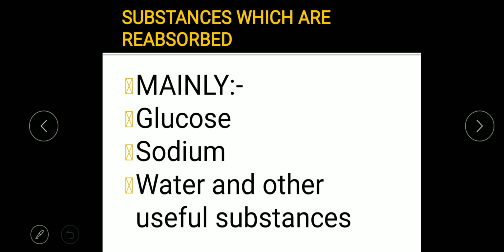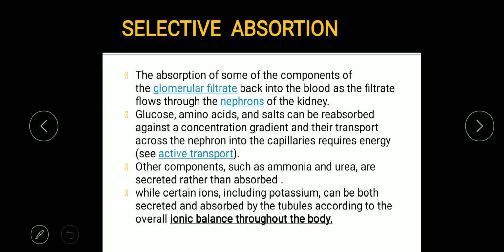So what are the substances which are mainly reabsorbed? That is glucose, sodium, water and other useful substances from the glomerular filtrate. Reabsorption is the absorption of some components of the glomerular filtrate back into the blood as the filtrate flows through the nephron of the kidney. These substances are reabsorbed against a concentration gradient. Concentration gradient means the difference in the concentration.